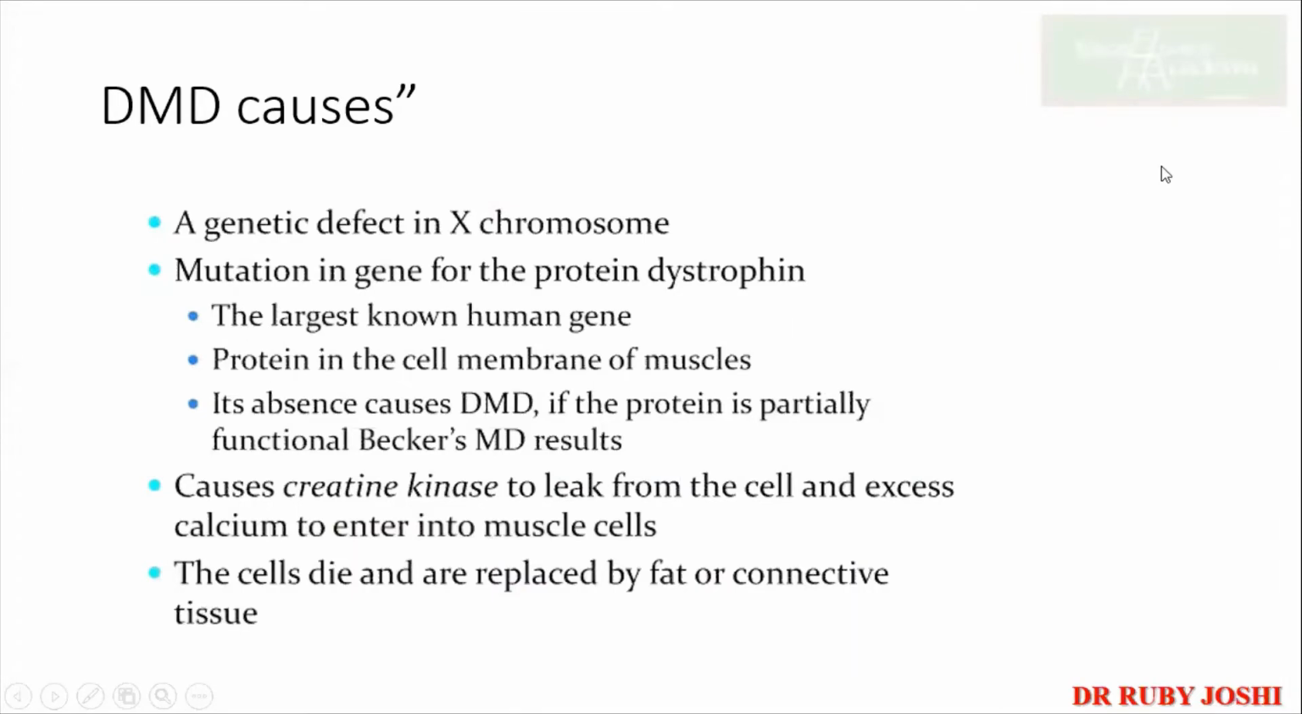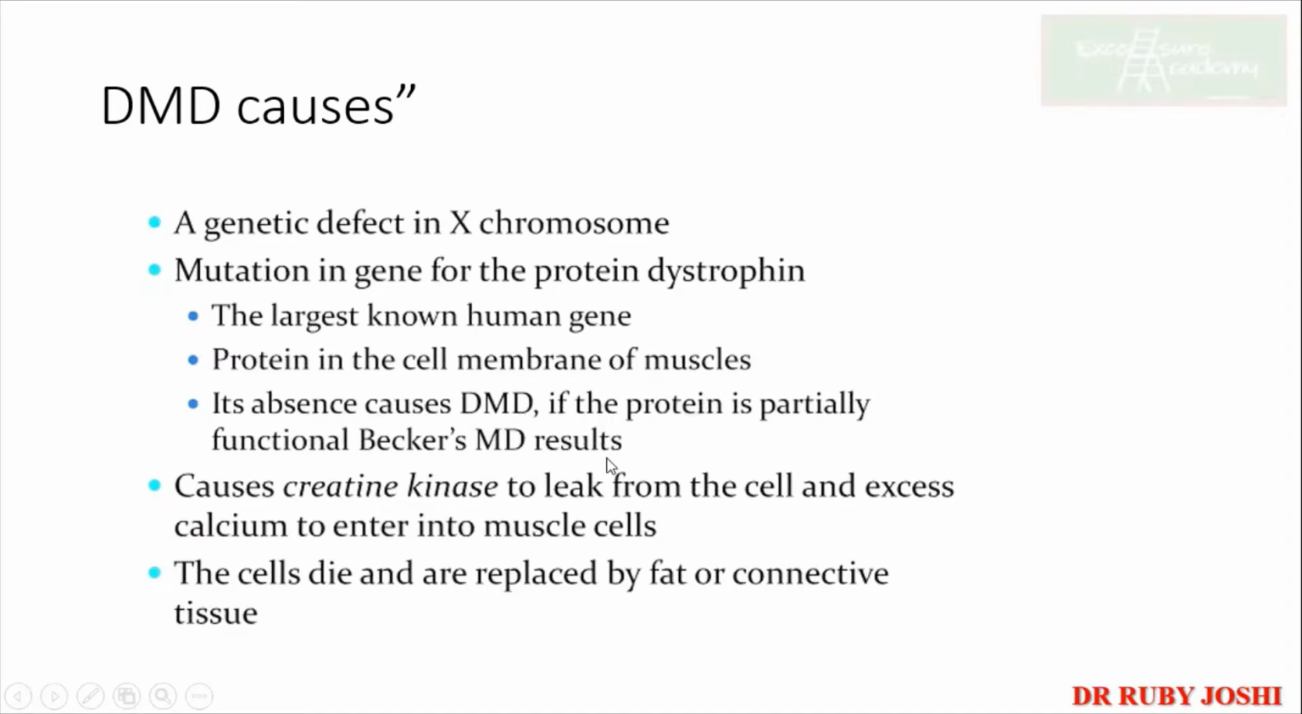Now, what causes DMD? It is a defect in the X chromosome, which results in a mutation in the gene for the protein called dystrophin, and dystrophin is the largest human gene known till now. It's a protein in the cell membrane of the muscles. If the protein is absent, dystrophin is not there, then it is known as DMD. And if the dystrophin is partially functional, then Becker's muscular dystrophy results.